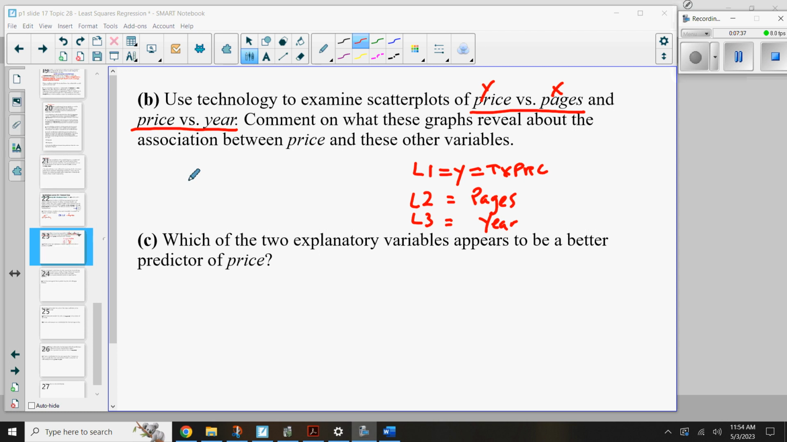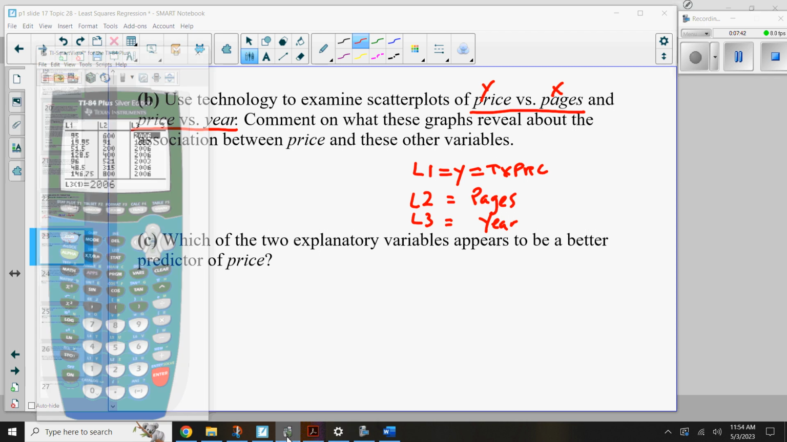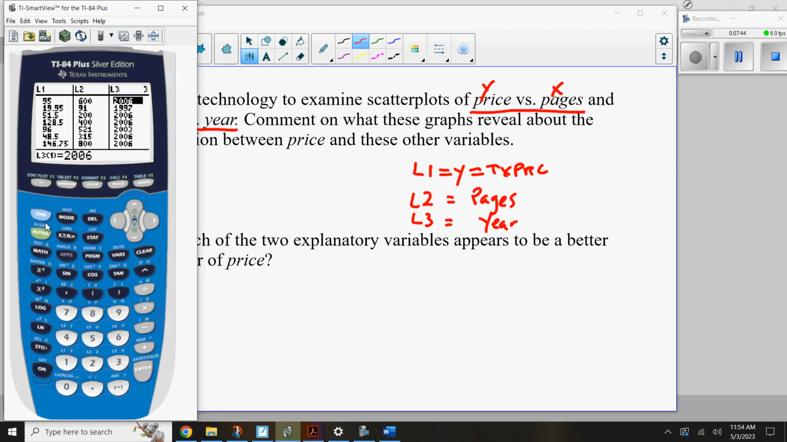So my question is saying use technology to examine the scatter plot, price versus pages, and then price versus year. So I'm going to call up my calculator, and go Second Stat Plot. The first thing I like to do is press 4 and turn them off so that I don't have any conflicts. Now I'm going to go Second Stat Plot, and go to Plot 1. If I'm doing price versus pages, pages is my X and price is my Y.